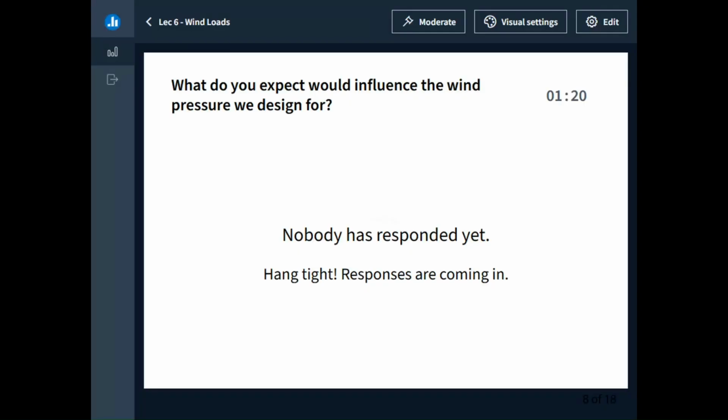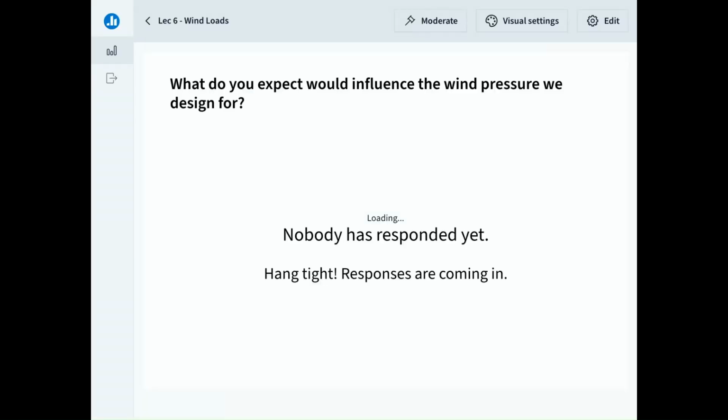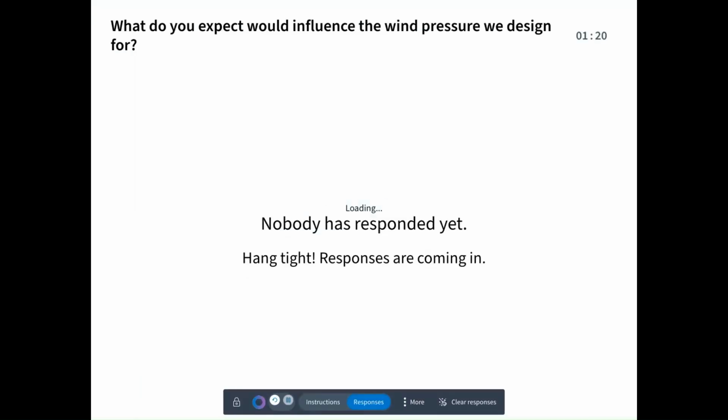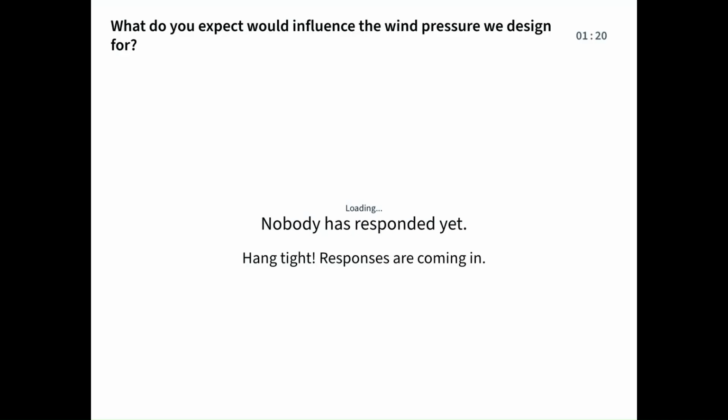But before we get into this, we're supposed to have a Poll Everywhere question here. So basically, it's very similar to the snow loads question that I asked the other day. What do you expect would influence the actual pressure of wind that we're going to design our structures for? I'm going to make sure that it's actually active, because I noticed the timer is not counting down. Gives you a couple seconds to think about it. What things would influence that uniform pressure that we might design our structures to resist?